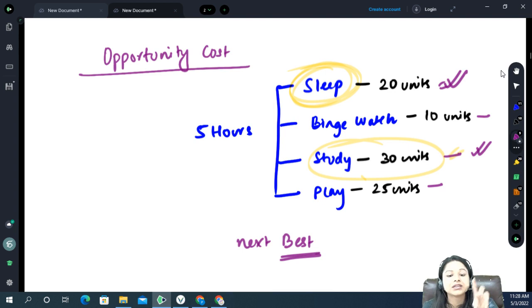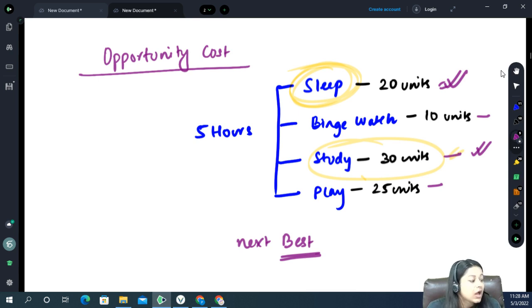Suppose you're investing in a savings account which gives you 4% return, and if the same money was invested in equities for a year, it would have given you 10% return, for example, and savings in a mutual fund gives you 7% return. So investing in equity is the next best alternative, the cost of the next best alternative.